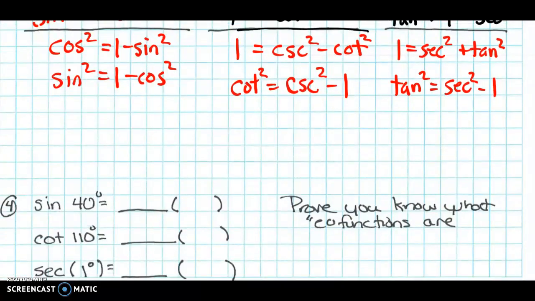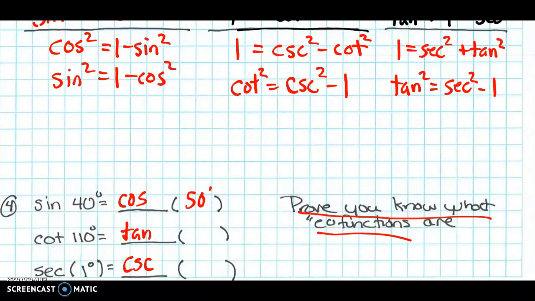The last of the parts we're going to talk about right now is that you have to prove you know what cofunctions are. Cofunctions are just functions that add up to 90. The cofunction of sine is cosine. Cofunction of cotangent is tangent. And the cofunction of secant is cosecant. It's literally the copart. And the angles have to add up to 90 degrees.